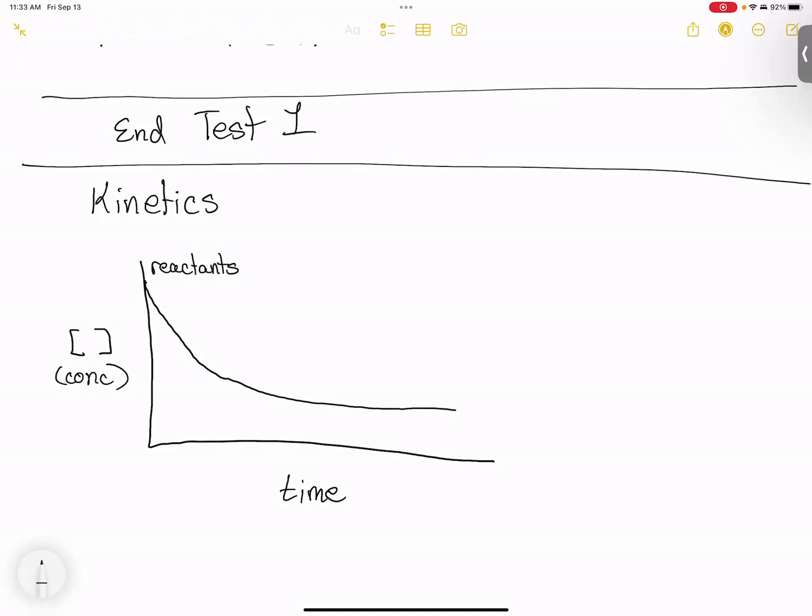We can also talk about a reaction in terms of the products. Initially, there's absolutely no product present. But as time progresses, the amount of product in solution is going to increase, and then we're going to see a leveling off effect. Which makes sense, because if you have fewer reactants colliding, you're going to get fewer products.